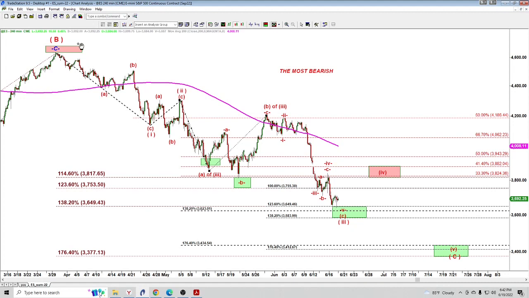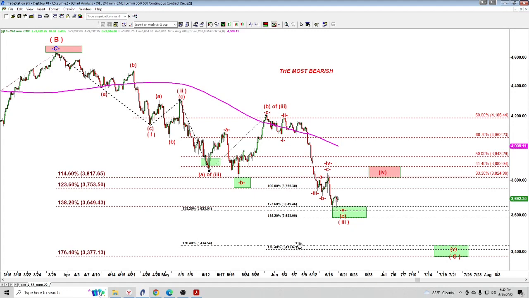So this is the so-called compressed 5-wave down structure, where wave 3 normally hits 138.2 and wave 5 normally finds a bottom at 176.4. This is 31.12.